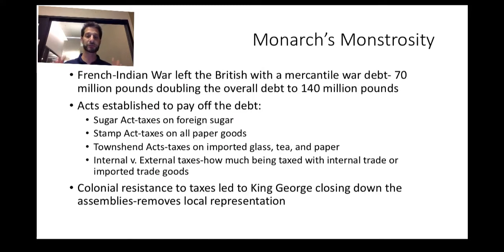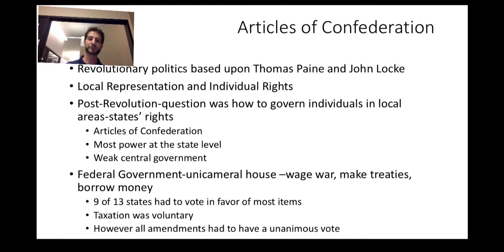And so because of that, King George finally, just upset with all of this, said enough is enough. Nothing is going to satisfy these colonists. And so because of that, he began closing down the assemblies, which removes their local representation. So you can imagine when that happened, we start to move towards the American Revolution.